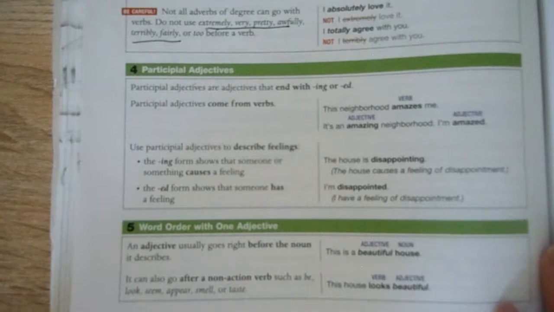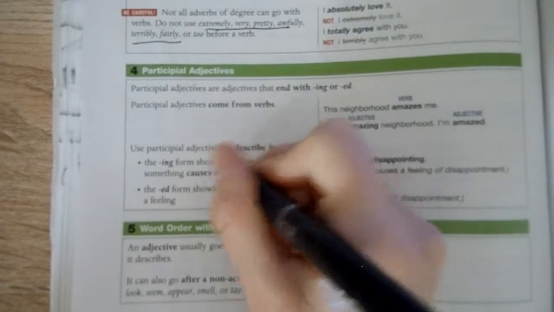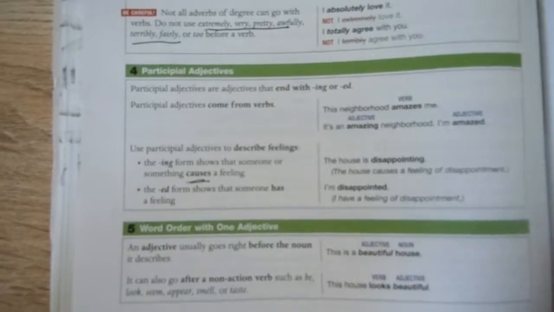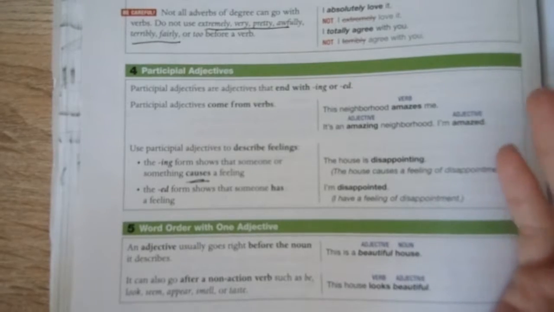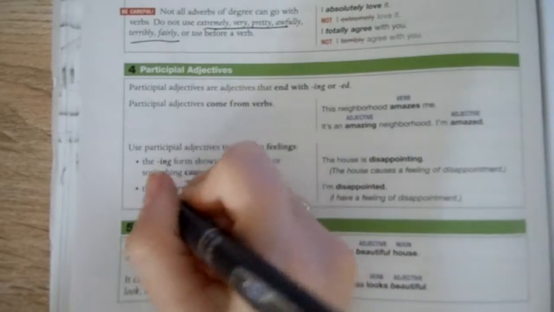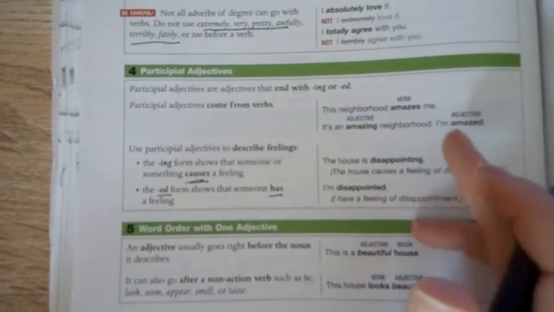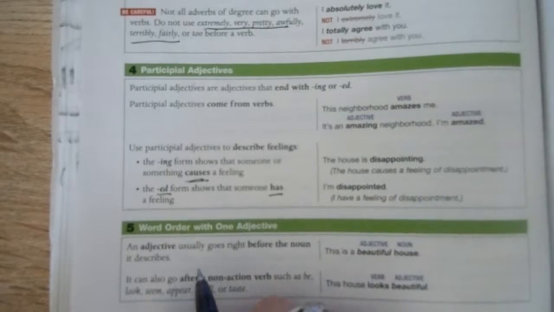Participial adjectives. ING shows that someone or something causes a feeling. So the house is disappointing. That means it causes a feeling of disappointment. The ED form shows that someone has a feeling. So one causes a feeling, one has the feeling. I'm disappointed. That means I'm describing my feelings, how I feel right now.